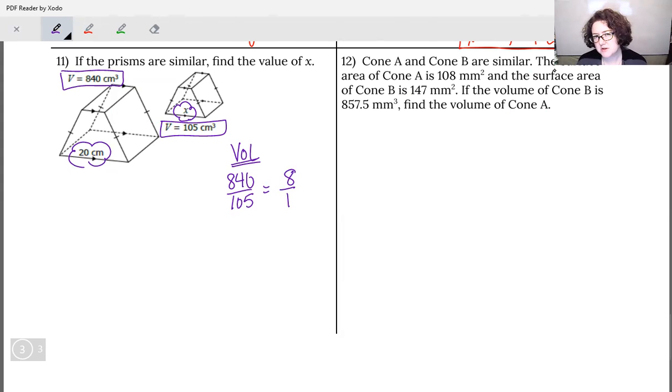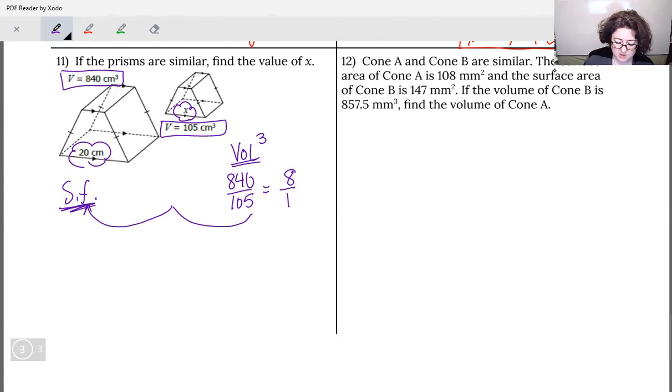So I need to take that now. And are they asking us to solve for an area or a length? Yeah, we have a length. We have to solve for x. So I'm going to take it not back to the surface area, but all the way back to our scale factors. And so what do I have to do to go from volume, which was cubed, to scale factor, which isn't? Take the cube root of both terms. So cube root of 8 and cube root of 1.